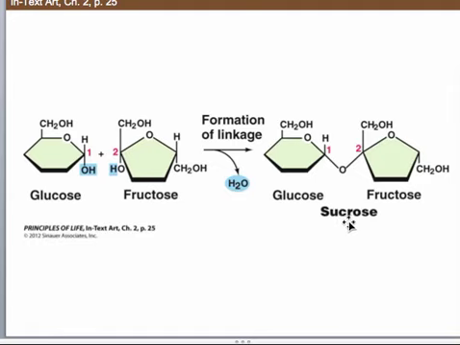Sucrose is table sugar. That's the stuff that you bake with, you put in your iced tea, you find all over the place. So it's a combination of a glucose and a fructose. Fructose all alone is actually much sweeter than glucose.